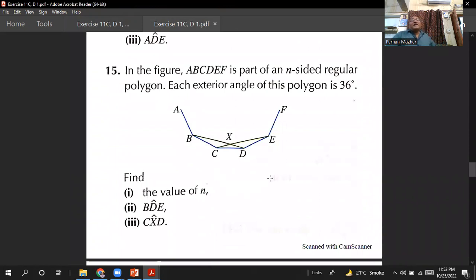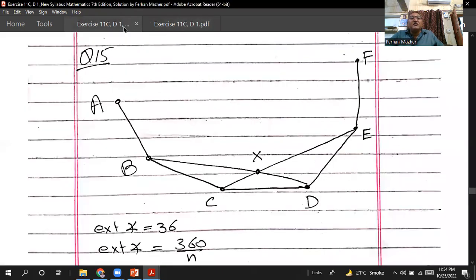Okay, so now we are going to the next question. The next question is 15. He says, in the figure, A, B, C, D, E, F is part of an n-sided regular polygon. Each exterior angle of this polygon is 36. So because I know the external angle, I can find the internal angle. This is a regular polygon. So very easily we can find the internal angle. The first question is find the value of n.